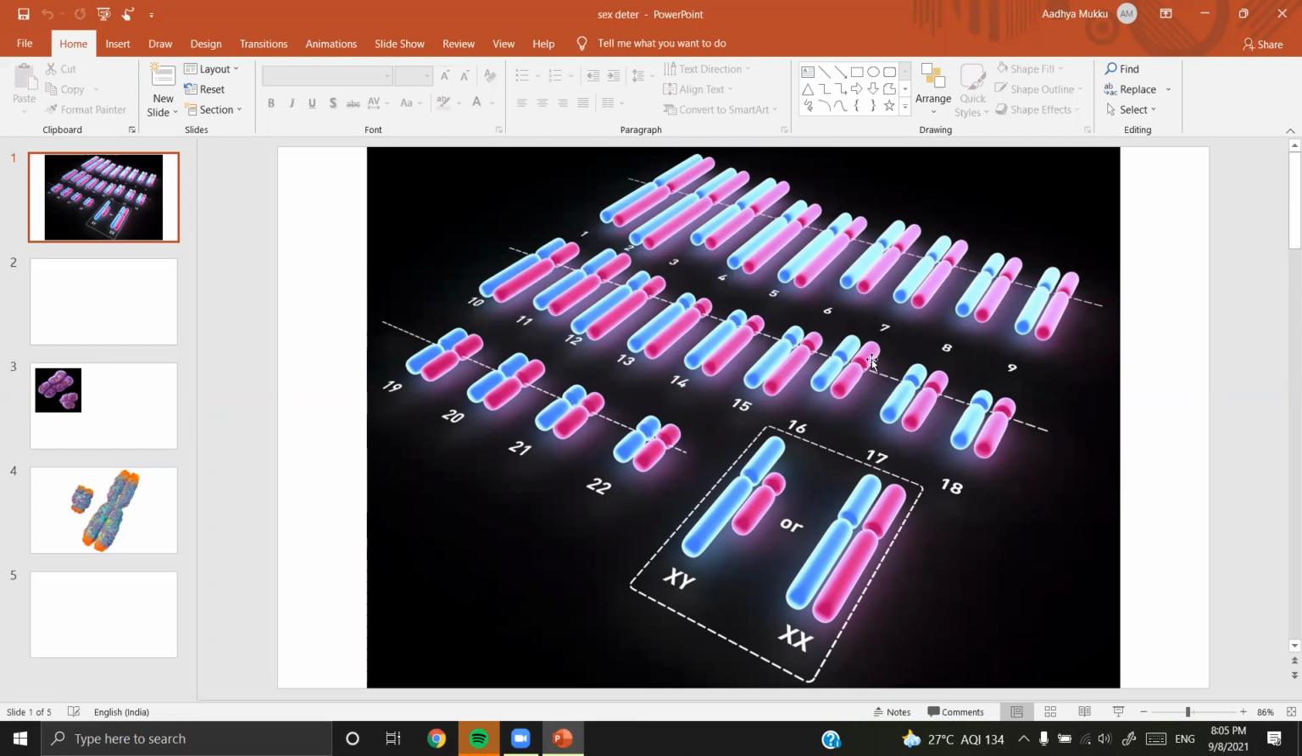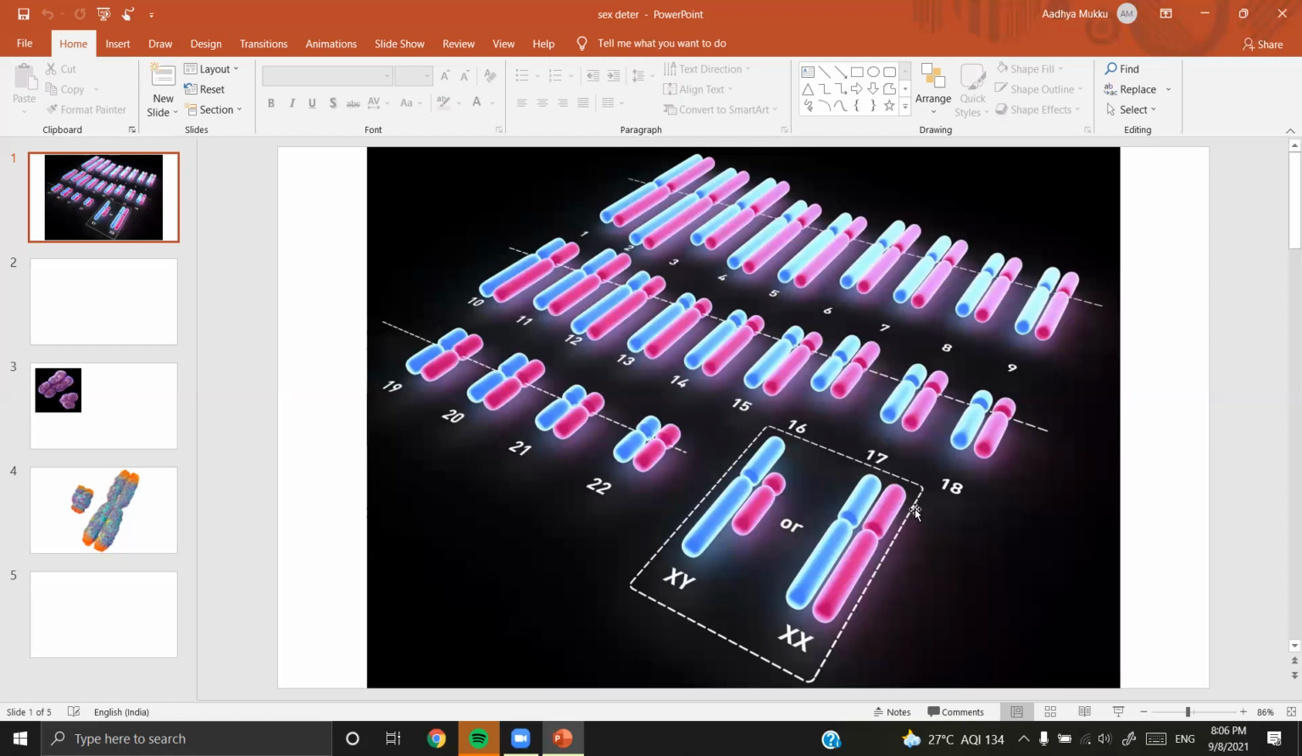while the last, 23rd pair of chromosomes, which an individual bears, is called the sex chromosomes, or allosomes, which determine your sex. So these are those 23 pairs of chromosomes. If it's a male child, he is going to have 22 pairs of autosomal chromosomes along with one pair of sex chromosomes, which is XY.